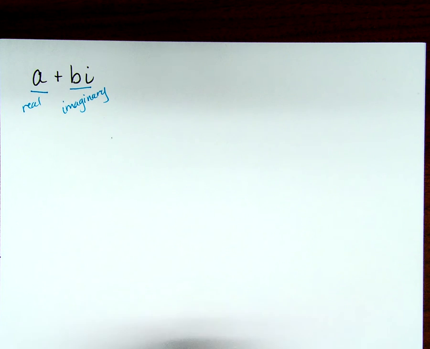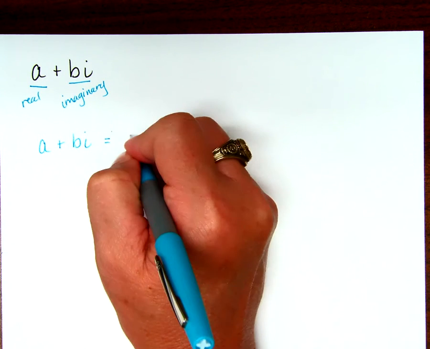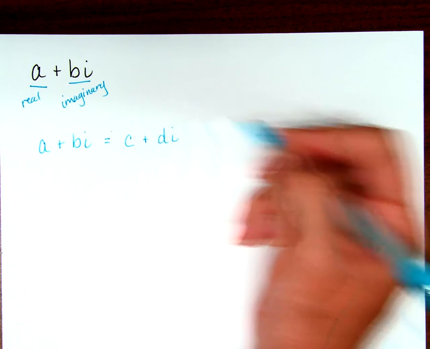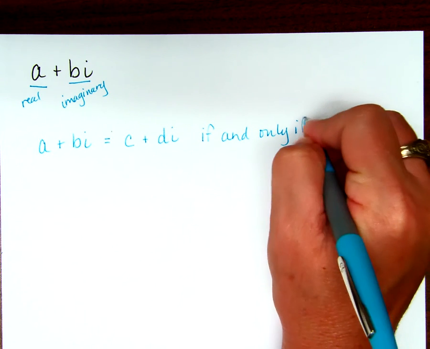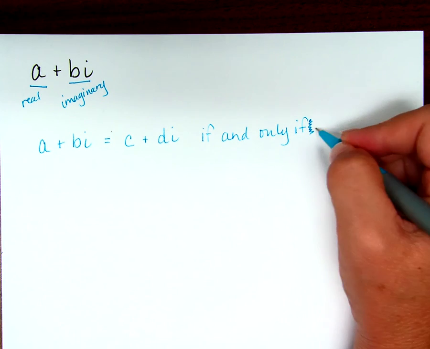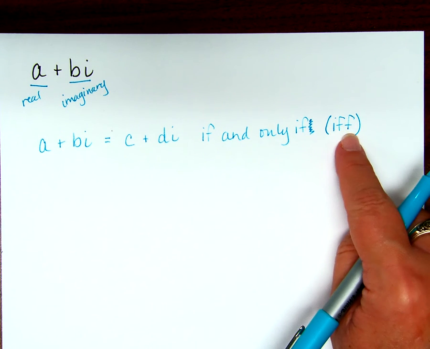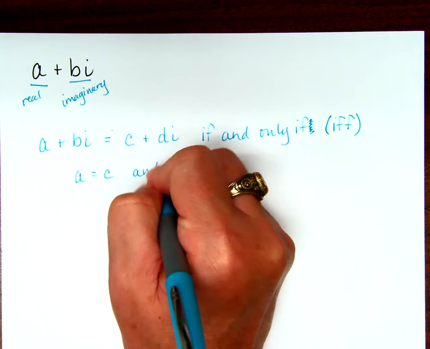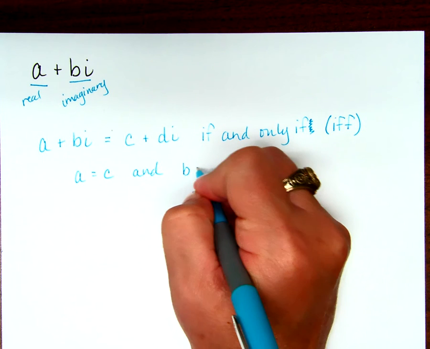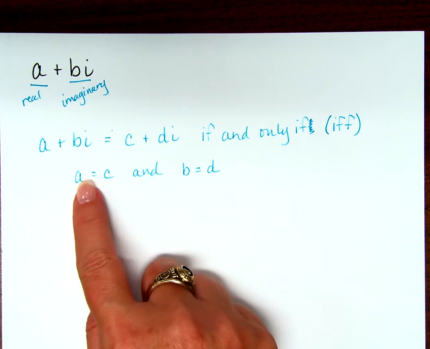So here's what the rule actually says. It says a plus bi equals c plus di if and only if, and I almost put that other sign because there's actually a mathematical abbreviation for this because we use it so much. If and only if a equals c and, what do you think? Close. b equals d. So these two things are equal if and only if a equals c and b equals d.